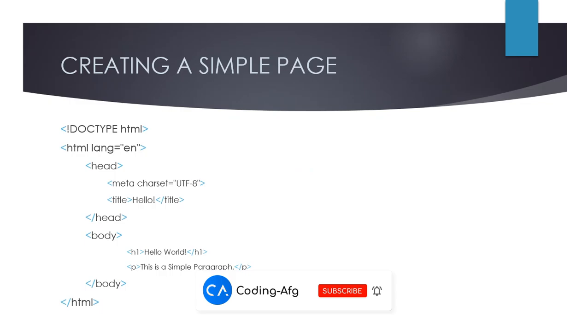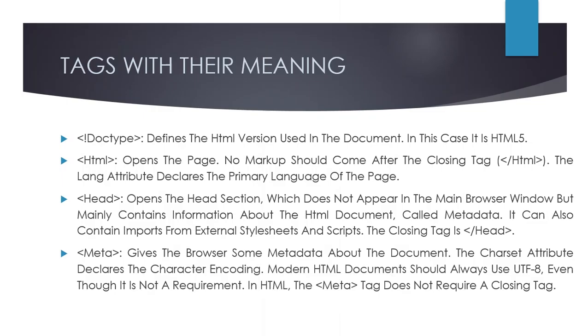Now let's talk about this. How can we create a simple page? First, we have to write doctype HTML, then html lang equal to en, then head, meta, title, head closing tag, body starting tag, h1, p, body closing tag, HTML closing tag. Now, what are these all? Why do you have to write them? Now you guys can understand it very easily.